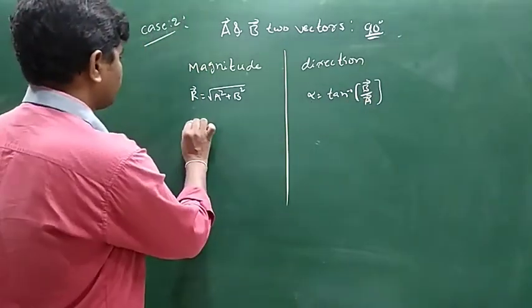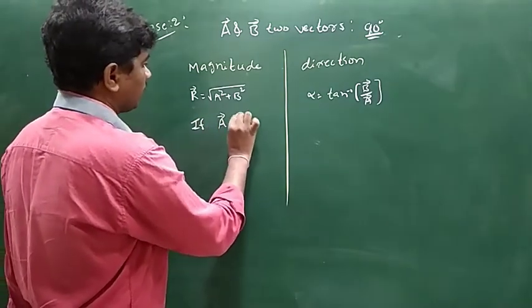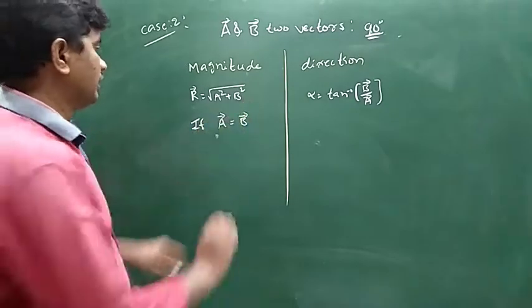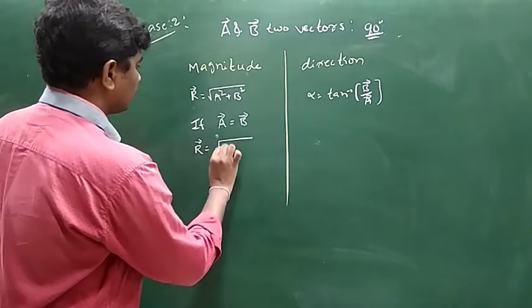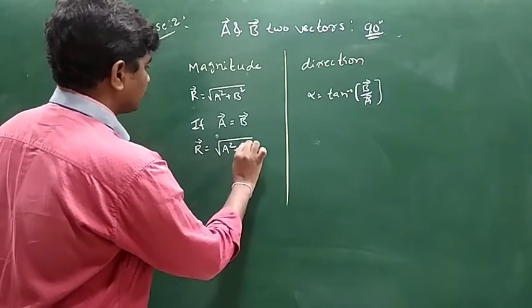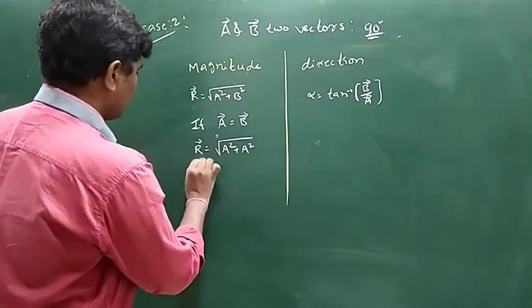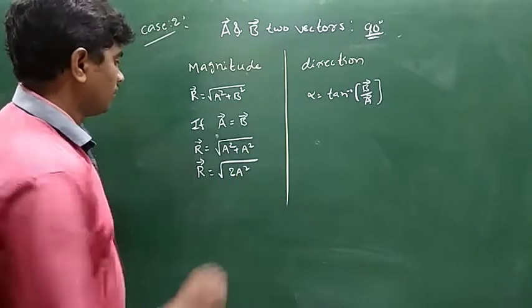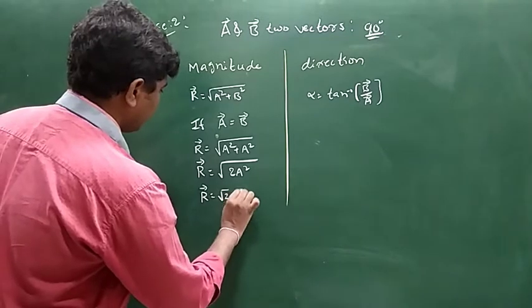If a bar equal to b bar, or b bar equal to a bar, okay, next, the two vectors are equal. Substituting into this equation, therefore R bar equal to under root of a square plus a square, because a equal to b. R bar equal to under root of 2a square. Finally, R bar equal to root 2 into a bar.